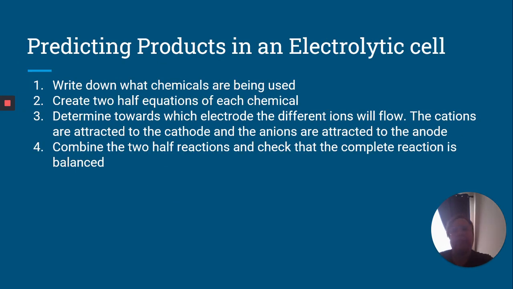So how do you know the reactions? First, you want to write down all the chemicals that are being used and create the half reactions for those chemicals. Determine towards which electrode the different ions will flow. Cations go to the cathode and anions go to the anode. So again, the positive is going to go to the cathode and be reduced, and the negative is going to the anode and is being oxidized. And then you can balance those two half reactions and combine them to get the overall reaction.